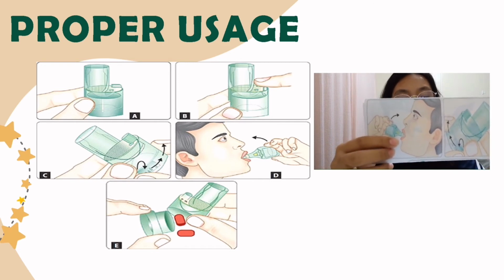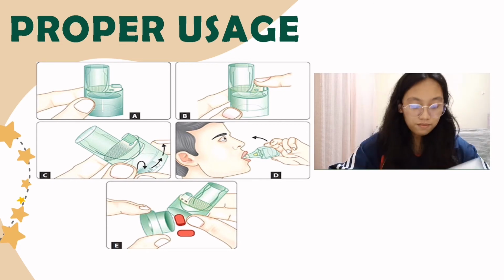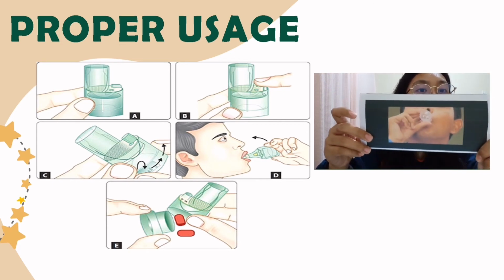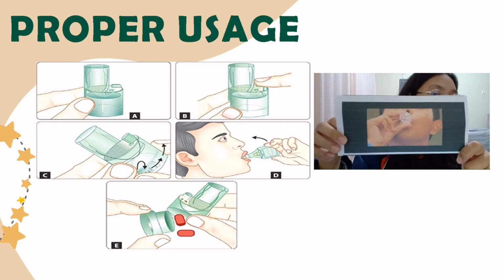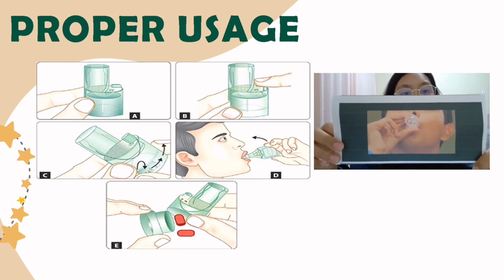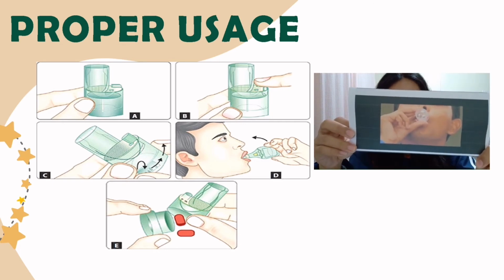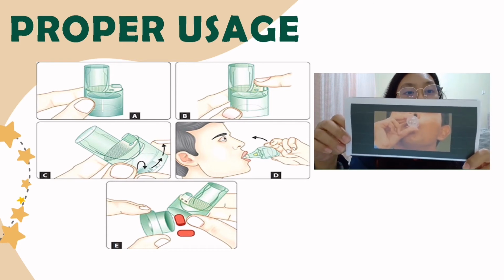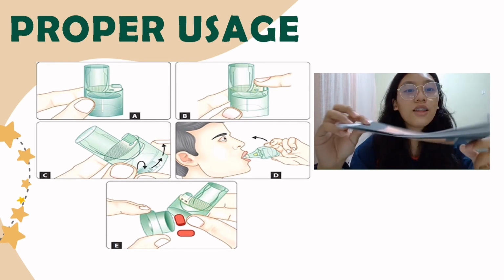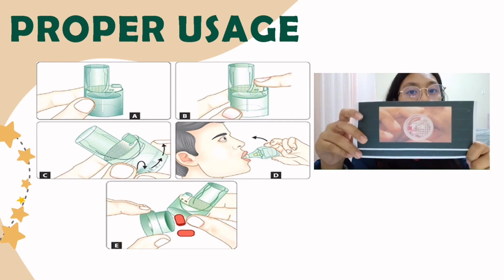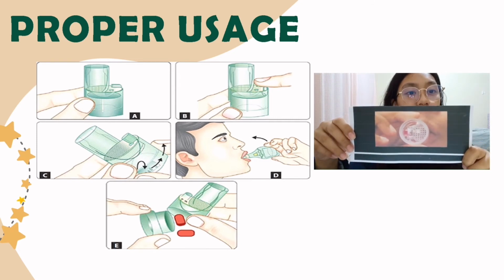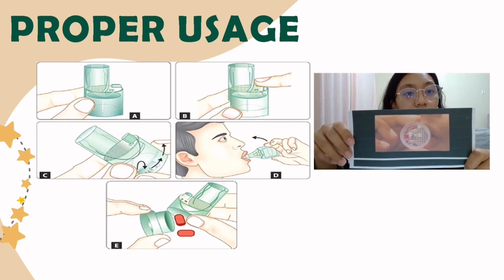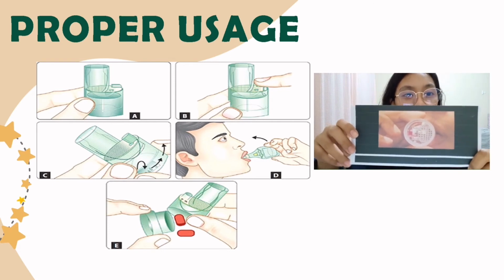And bend your head slightly backward. So you can see here in the picture, the patient bends his head slightly backward upon taking the Rotahaler inhaler. Hold your breath for 10 seconds or as much as you feel comfortable, then exhale normally. Upon taking the Rotahaler inhaler, it is normal to hear a whistling sound, which indicates that you are using the Rotahaler inhaler in the correct manner.